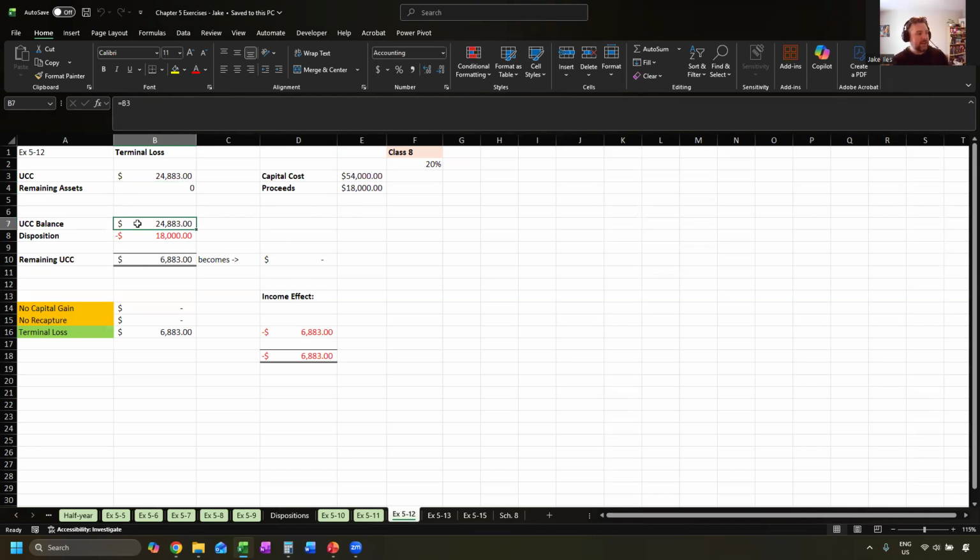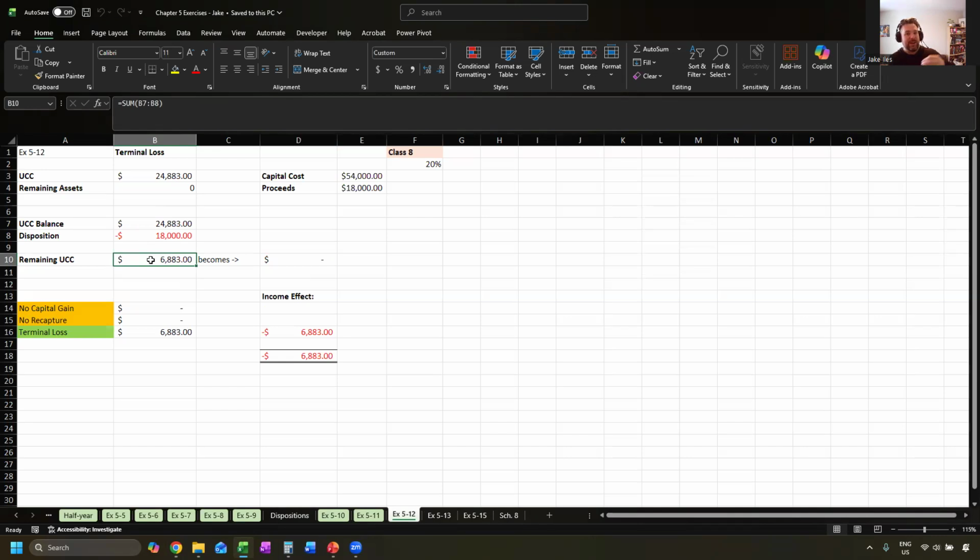So our UCC balance was $24,883. We took out $18,000. Now our class bucket, our class bin, our UCC says there's still $6,883 worth of value left to be consumed by CCA. But we have no asset, so we're not going to take CCA. So that positive amount has to be adjusted to zero. That is adjusted to zero by subtracting 6,883.